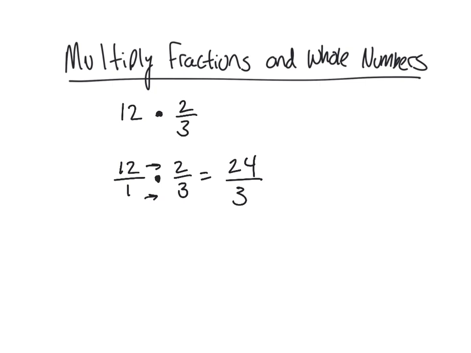This is the same thing as 24 divided by 3. 24 divided by 3 is just 8. So our simplest terms is 8. 24 thirds is equivalent to 8, so that would be an equivalent answer. Okay, easy. Write 1 as the denominator under any whole number, multiply the numerators, multiply the denominators.